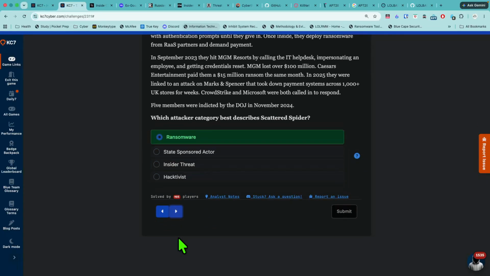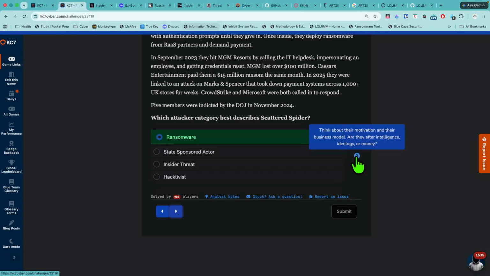In September 2023, they hit MGM Resorts by calling the IT help desk, impersonating an employee, and getting credentials reset. MGM lost over $100 million. Caesars paid them a $50 million ransom in the same month. In 2025, they were linked to an attack on Marks and Spencer that took down payment systems across 1,000 UK systems for weeks. CrowdStrike and Microsoft were both called in to respond. And 5 members were indicted by the DoJ in November 2024. So which attacker category best describes Scattered Spider?